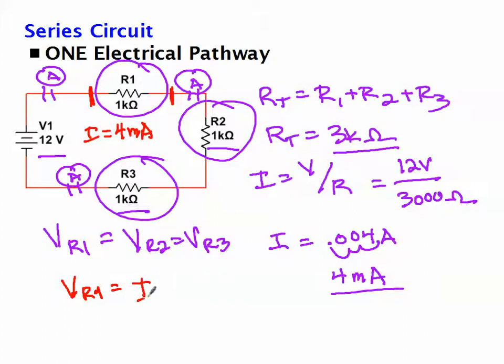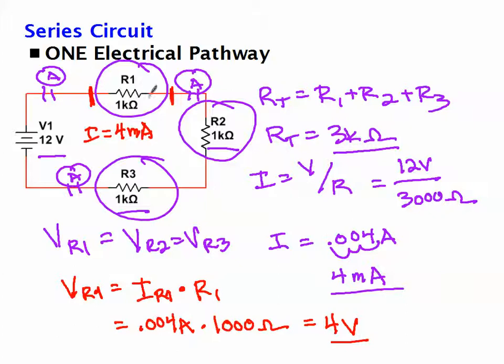VR1 equals I times R1, which equals the current flowing through the resistor, which is the same as the total current, times R1, which equals 0.004 amps times 1,000 ohms. And what do you get? Lo and behold, 4 volts. So the voltage drop, the amount that voltage drops from this point here to this point here, is 4 volts.